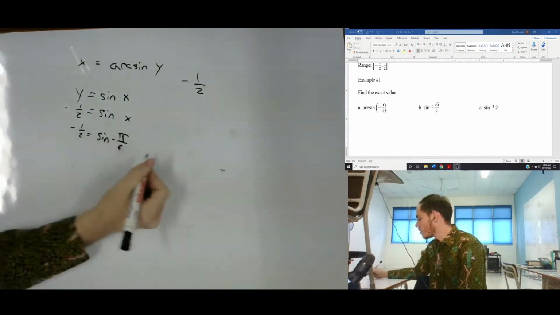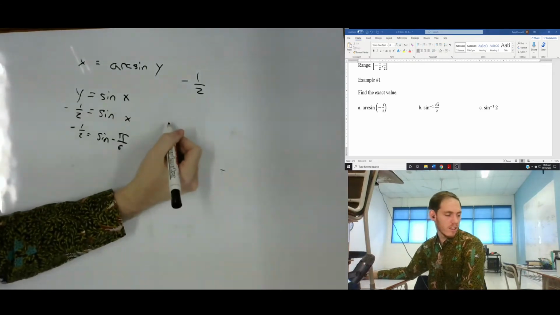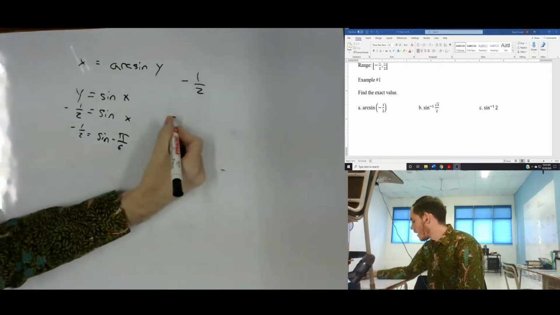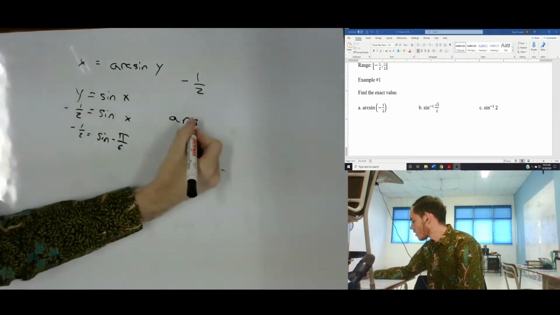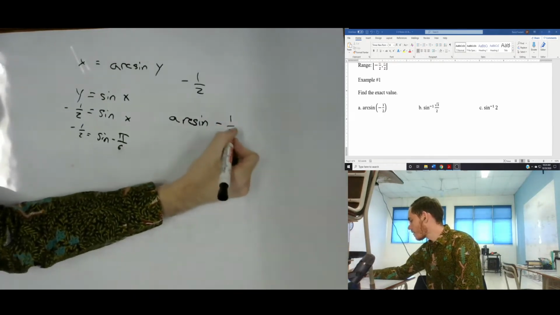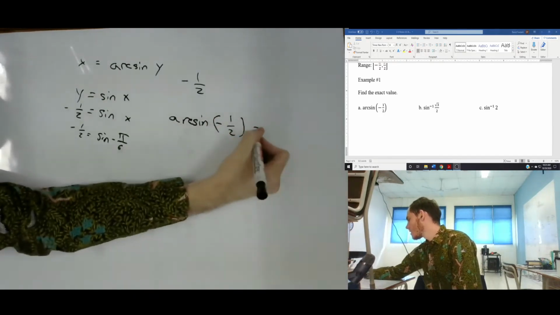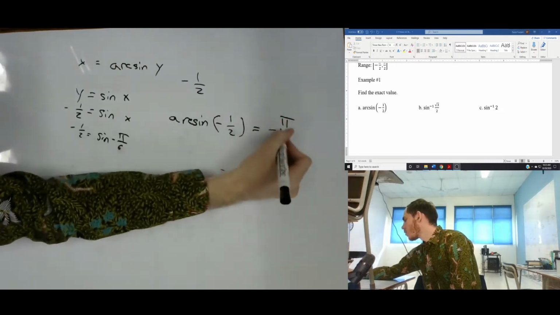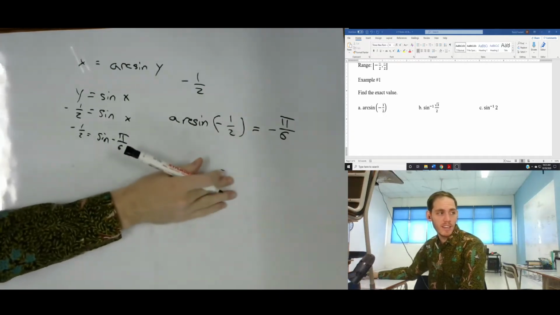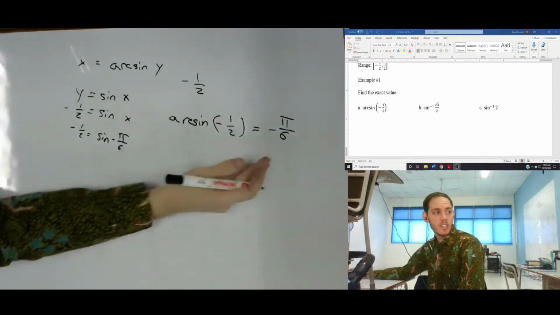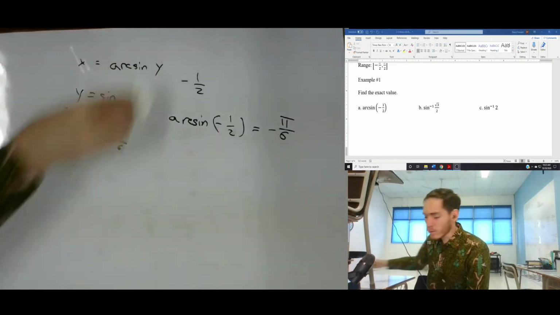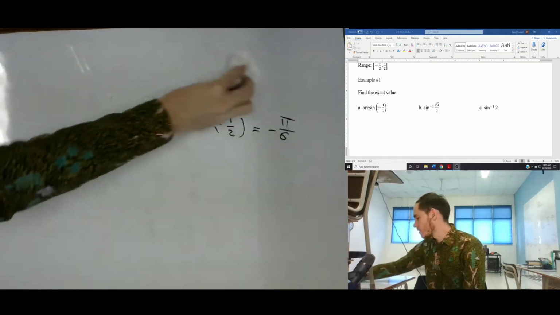So the answer is arc sine of -1/2 equals negative pi over 6. You can leave it as negative pi over 6 because in this case, this is the domain and range of arc sine.